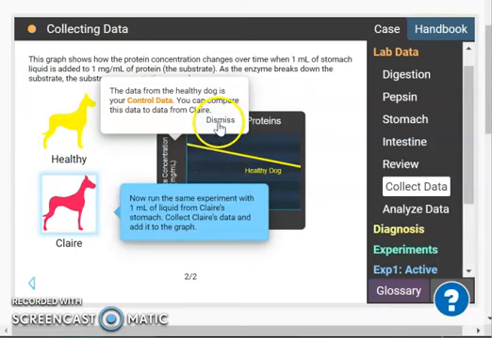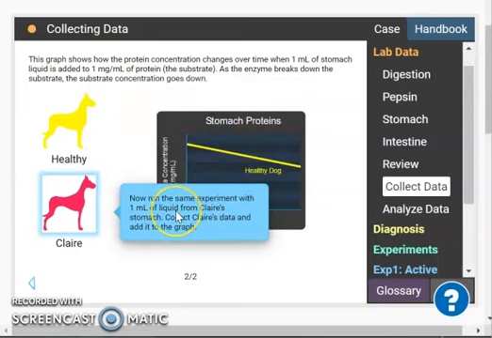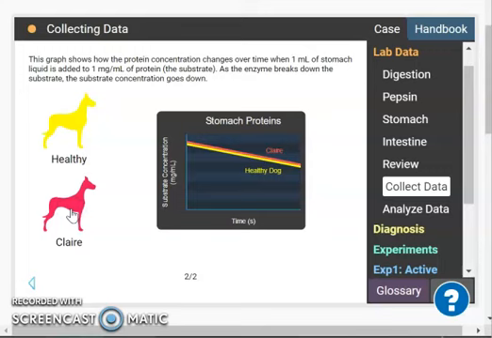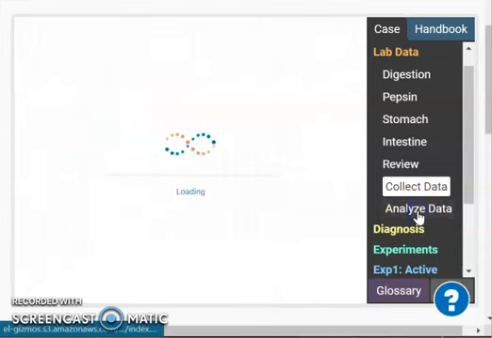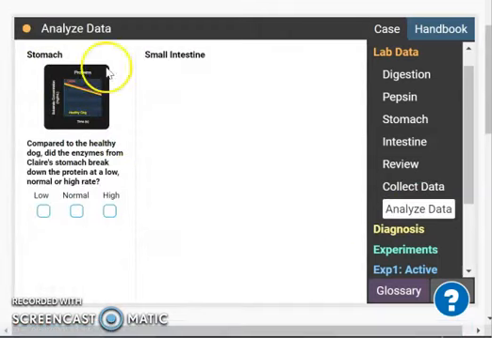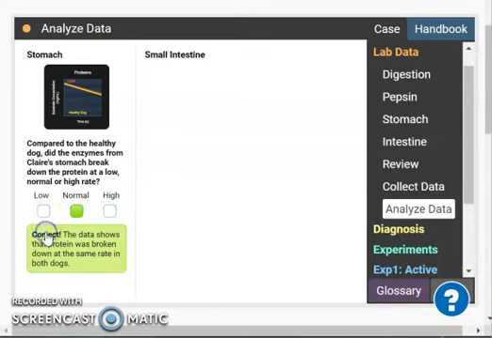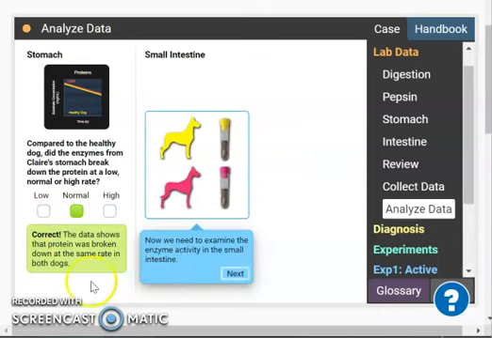We compare this data to the data from Claire. Now let's run the same experiment with a milliliter of liquid from Claire's stomach. Let's collect Claire's data and add it to the graph. Now you should notice that Claire's line and the healthy dog's line are in the same spot. Let's analyze our data. Here we have our question. Compared to the healthy dog, did the enzymes from Claire's stomach break down the protein at a low, normal, or high rate? Both lines were at the same spot, and the yellow line was from the healthy dog, so we could say that was normal. The data shows the protein was broken down at the same rate in both dogs.